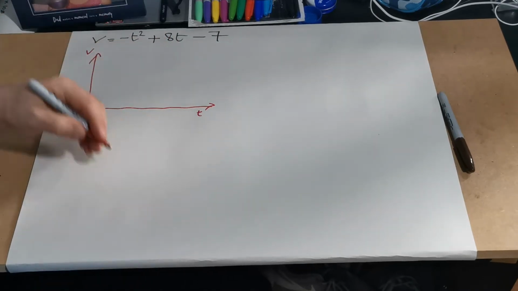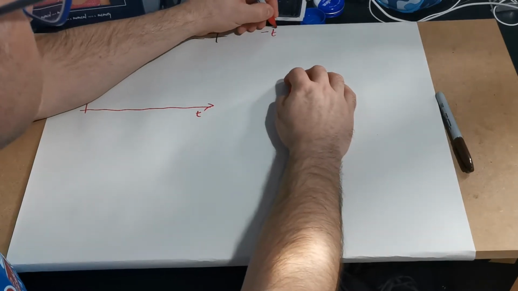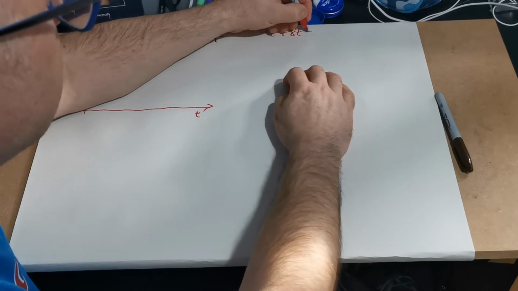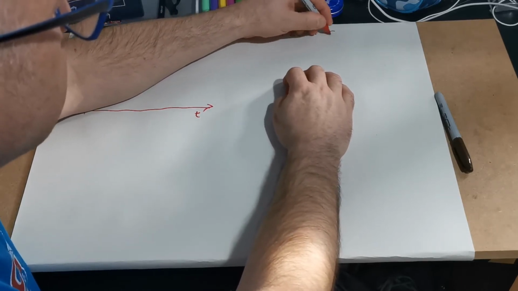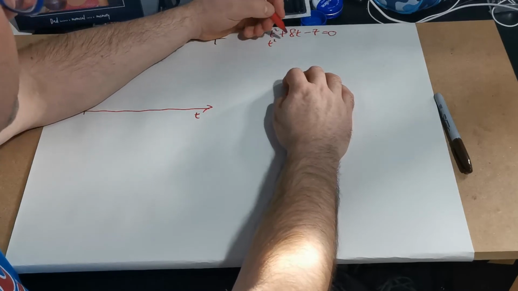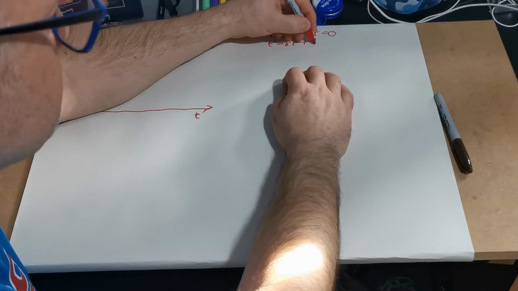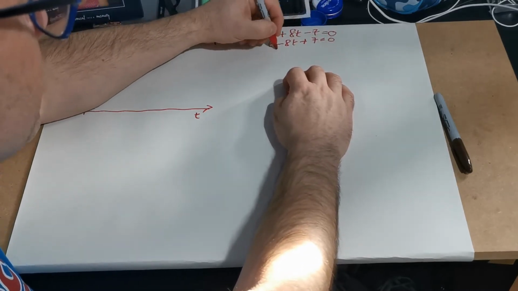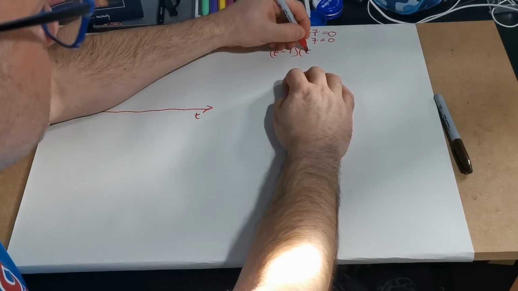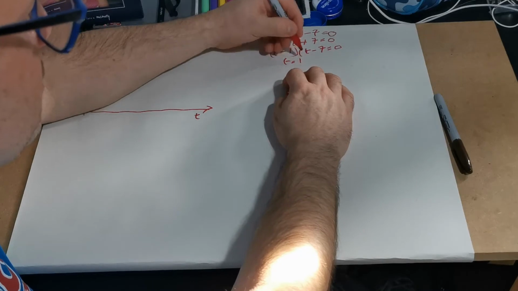I probably could do with finding the roots. So if I said minus t squared plus 8t minus 7 equals 0, then I'd probably times through by minus 1. So I would get (t minus 1)(t minus 7). So t equals 1 or 7.